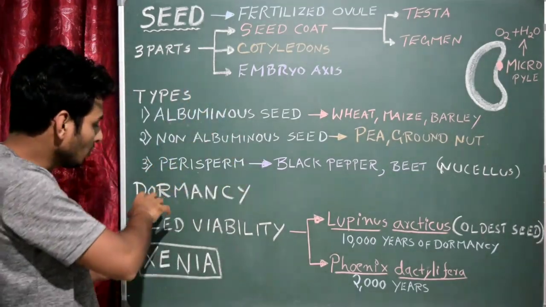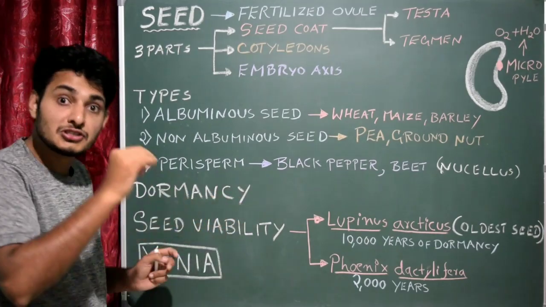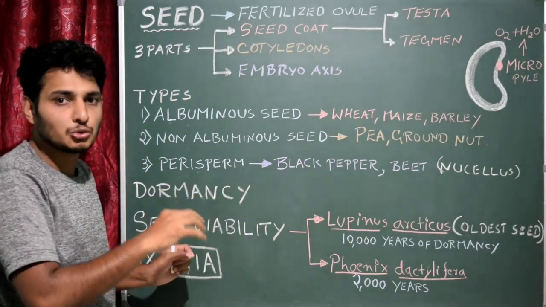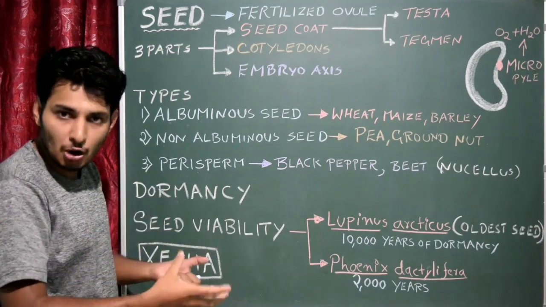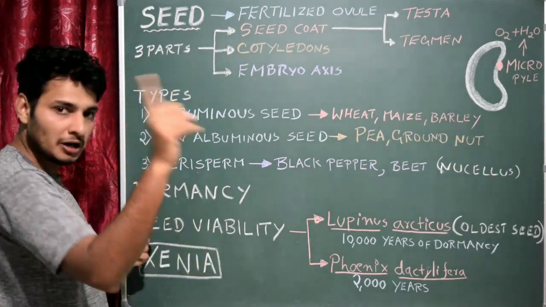Now we'll go to the third one, that is, what is dormancy? This is also an expected question. It was asked in the 2014 examination. Define dormancy. You can also expect this question for 1 mark.